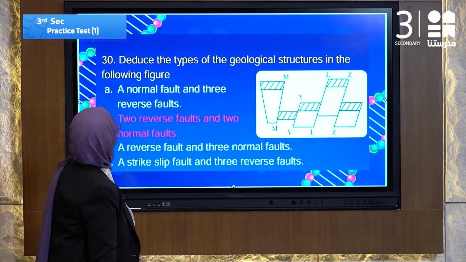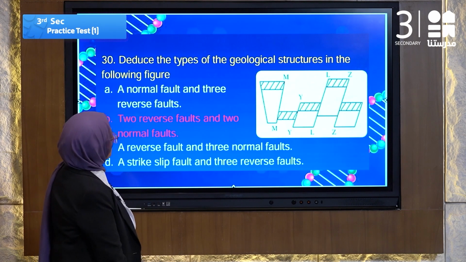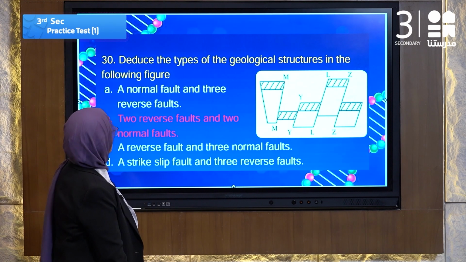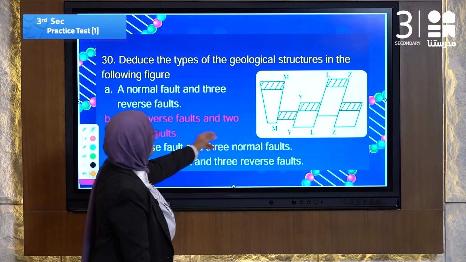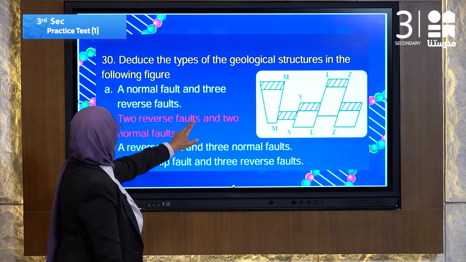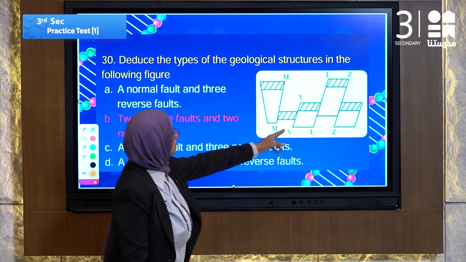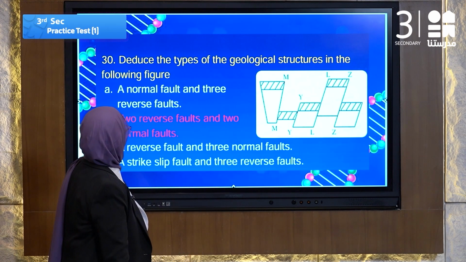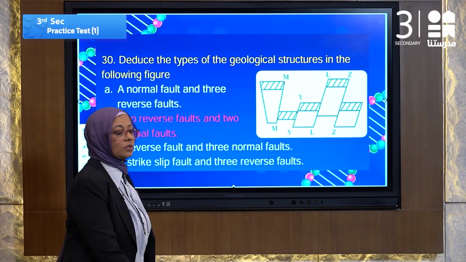Let's answer. Deduce the type of geological structure. Yes, 2 reverse faults and 2 normal faults. Yes, that's 2 normal faults. That's the answer of this question.